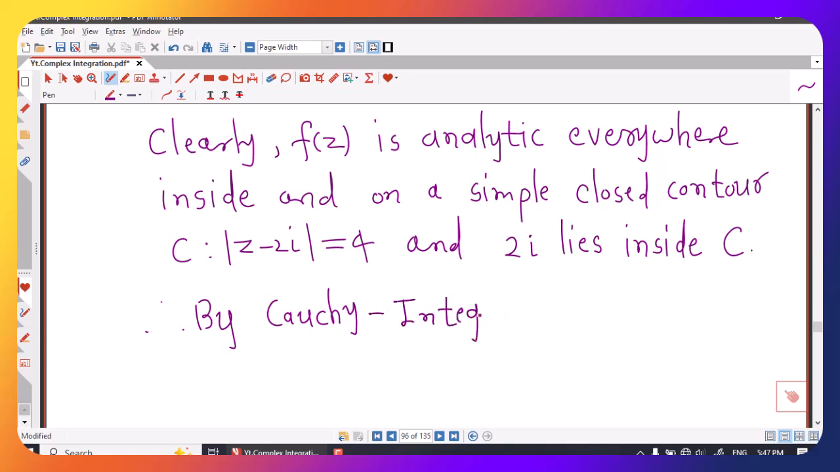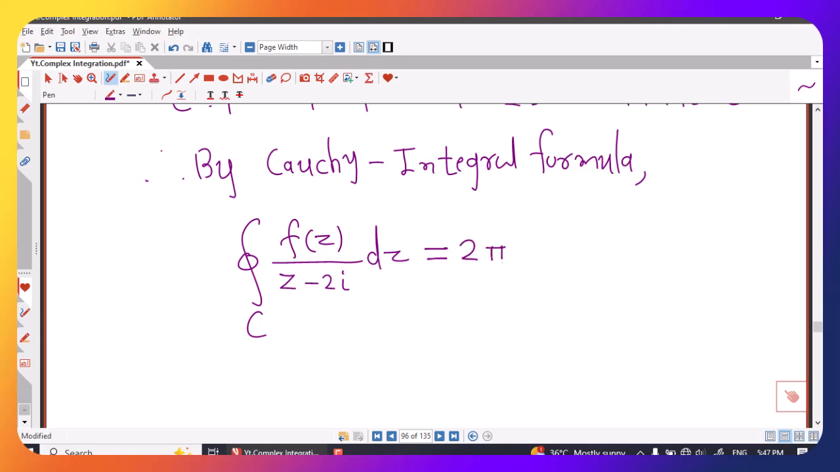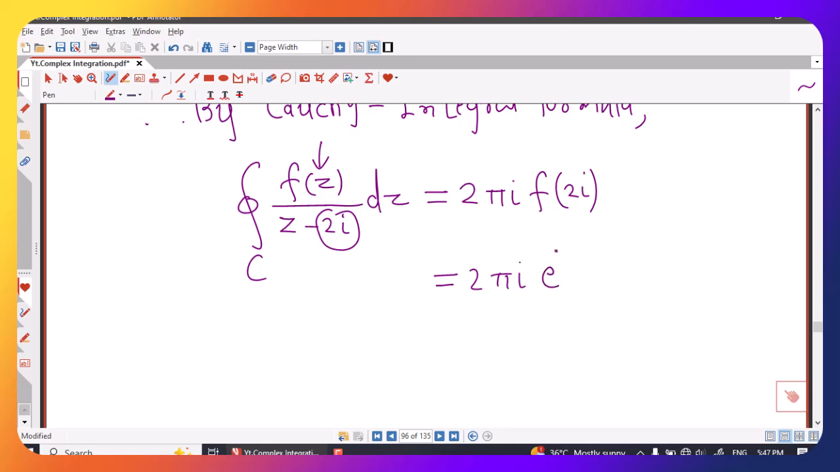by Cauchy integral formula, integral of f of z divided by z minus 2i with respect to z along given simple closed contour is equal to 2 pi i times value of this f of z at this point, that is f of 2i. Now f of z we have taken is e raised to z, so I will put z equal to 2i in e raised to z.